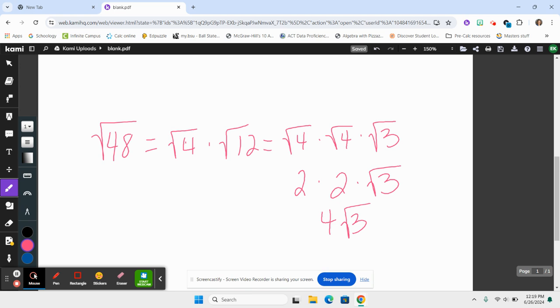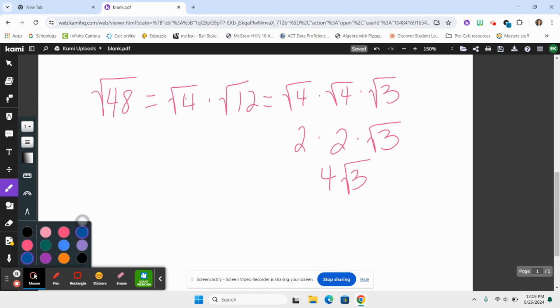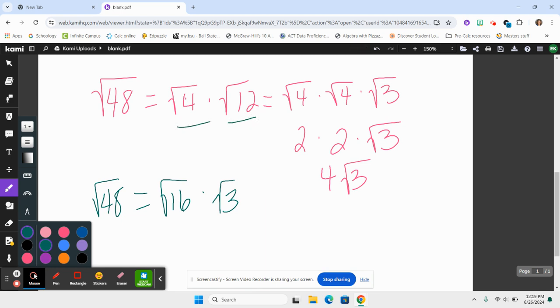Now, if you wanted to think about it, back to the original, let's do a different color. The square root of 48, I could have said it was the square root of 16 times the square root of 3. If you know that 16 times 3 off the top of your head is equal to 48, great. A lot of people don't, and that's okay. It's okay to break it into smaller chunks and then work from there with the numbers that you're very familiar with. Either way, you end up with 4 square root of 3, okay?